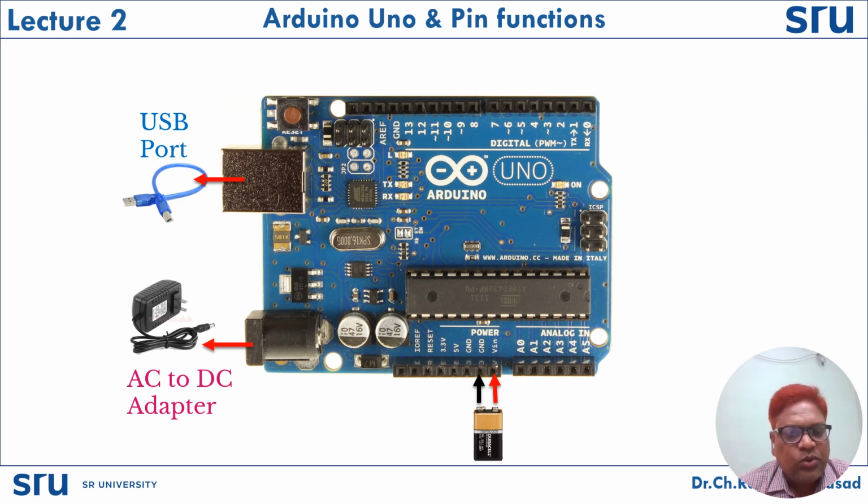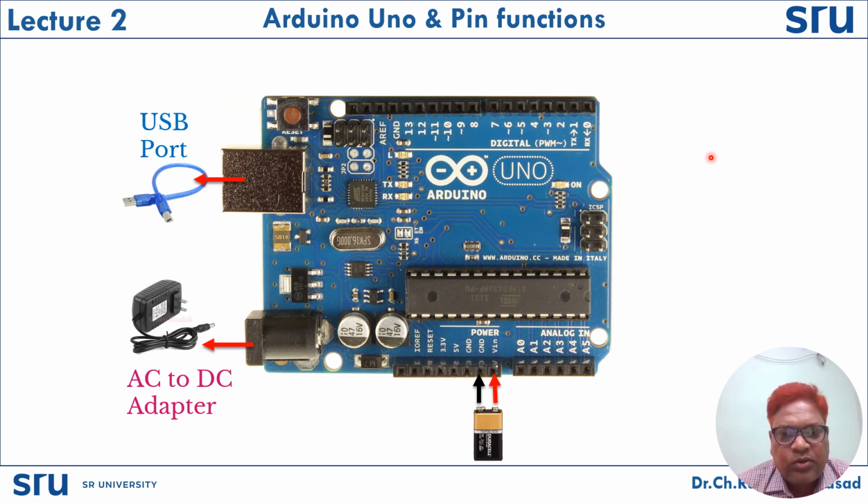Similarly, you can also use an AC to DC adapter. This adapter provides the required voltage for the Arduino Uno board, that is between 7 to 12 volts. And then you can also use a battery. The battery positive supply should be connected to the VIN pin of the Arduino, and ground is connected to the ground pin of the Arduino. So by using any one of these three methods, you can supply power to the Arduino Uno board.